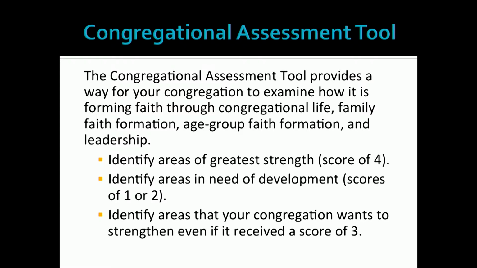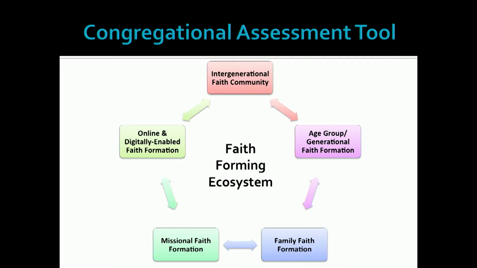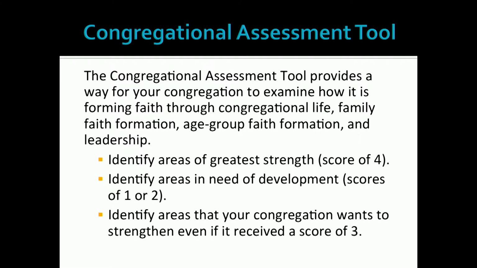So what you saw in the congregational assessment was simply this. You had questions about all 5 of these parts of the ecosystem, simply woven through. And what we suggested in the description of what to do was identify your greatest areas of strength. That was a score of 4. Areas that need development was a score of a 1 or 2. And then identify areas your congregation wants to strengthen, even if it received a score of 3. Somebody says, hey, we're doing this pretty well. We want to take it to the next level.